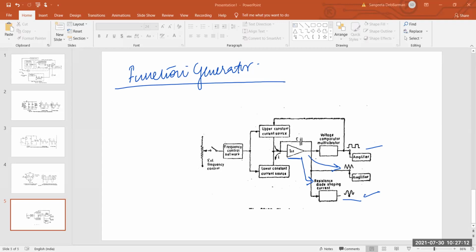Okay. So in the output, we need different devices. Our basic is a function generator, but when we need different waveforms in the output, we have to use this kind of device to obtain them. It's not possible that with the help of the voltage comparator multivibrator alone we get a triangular waveform. No, we can obtain only a square wave from this voltage comparator multivibrator. Then we need an integrator to obtain a triangular wave, and integrator with resistance diode shaping circuit to obtain a sine wave. Okay? Is it okay, Rajkumar?